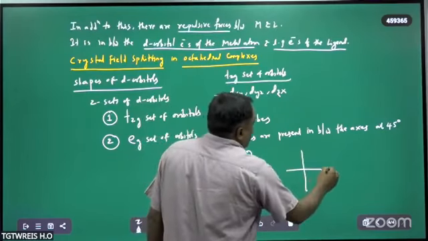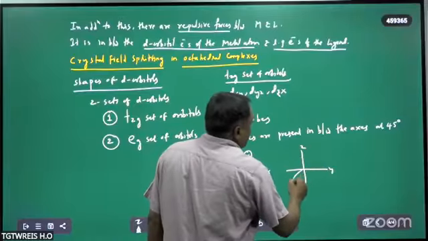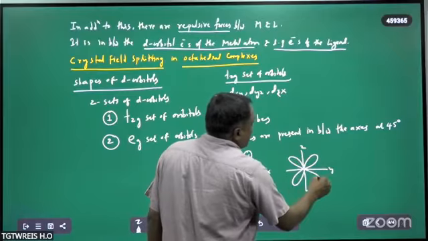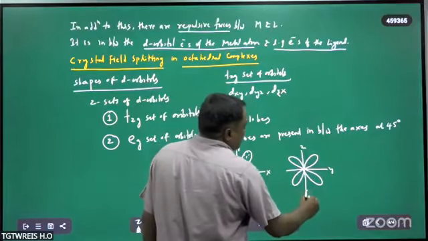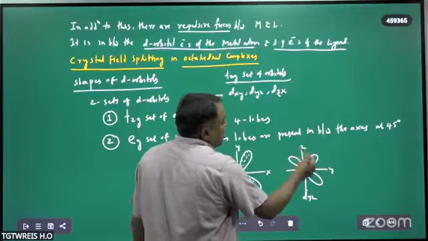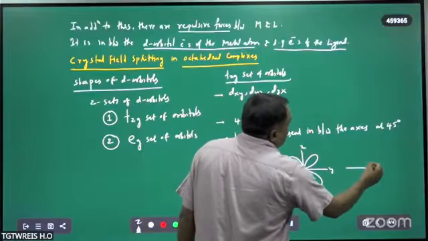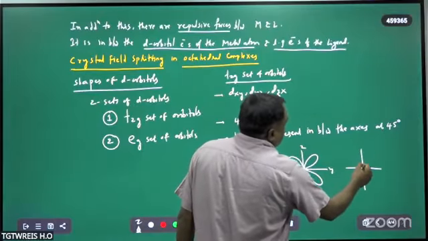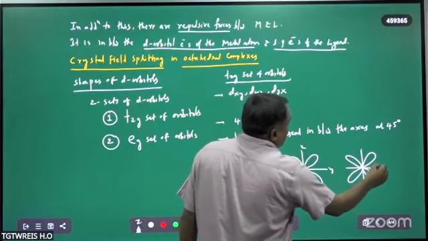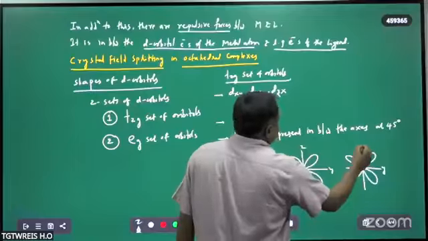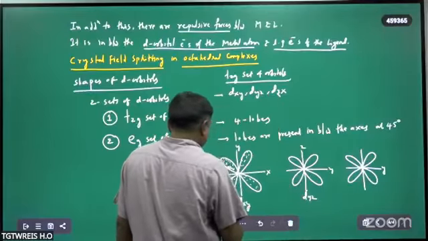Now this is the y and this is the z. Again the same, these are the d orbitals. This is the dyz. The lobes are present in between the axes only, two lobes in between the axes.